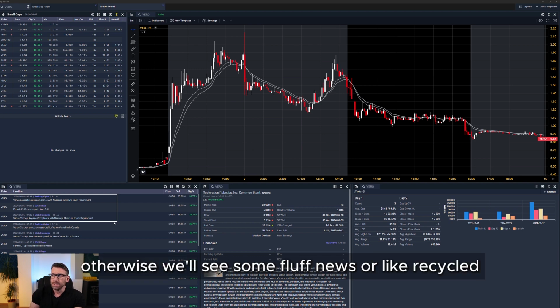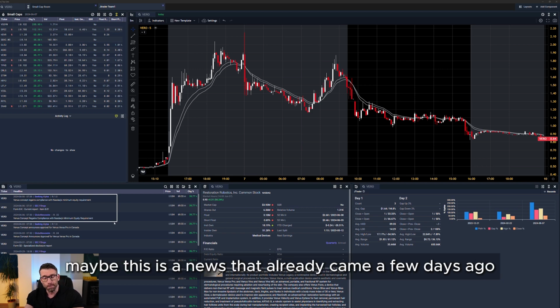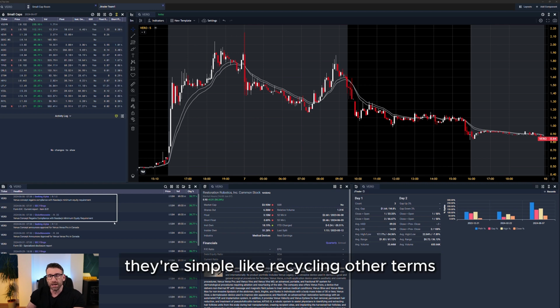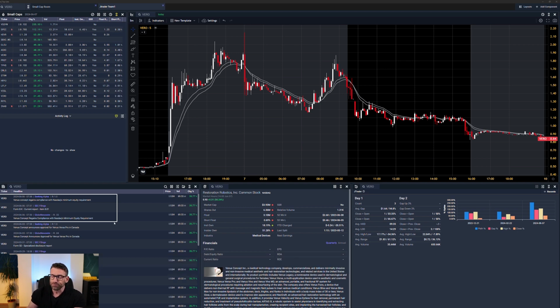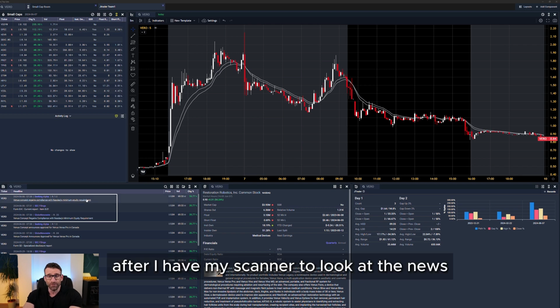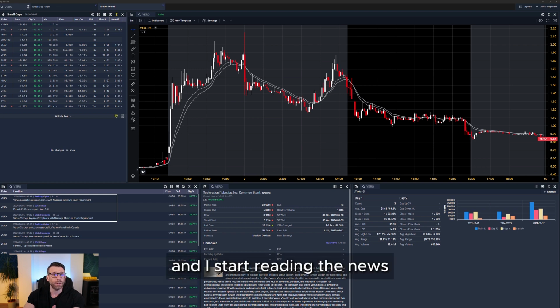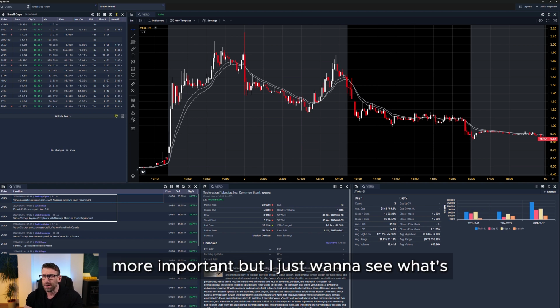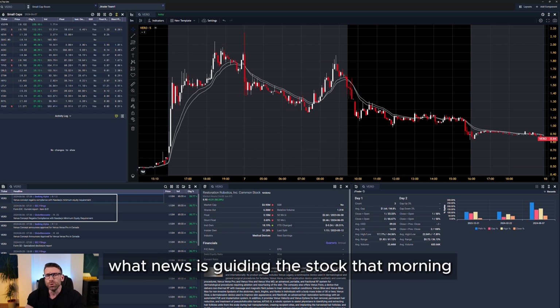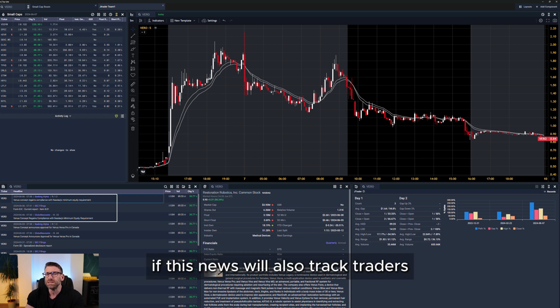Otherwise, we'll see some fluff news or recycled news. Maybe this is news that already came a few days ago, a few weeks ago. They're simply recycling, in other terms. For example, a collaboration or a contract agreement. So we have to evaluate the news. So I spend my time after I have my scanner to look at the news and I start reading the news. I don't spend too much time because there are more important parameters, but I just want to see what news is guiding the stock that morning. If this news will also attract traders, it will attract retailers.